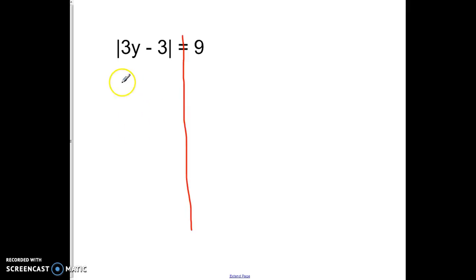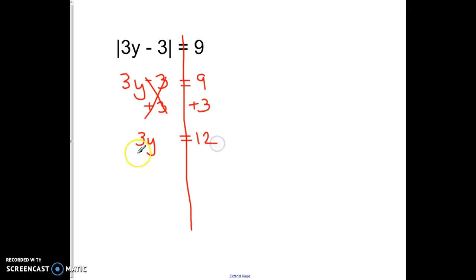I'm going to split the equal sign again here, and I have 3y minus 3 equals 9. I'm going to plus 3, plus 3. These cancel. I'm left with 3y equals 12. Divide by 3. We're left with y equals 4.